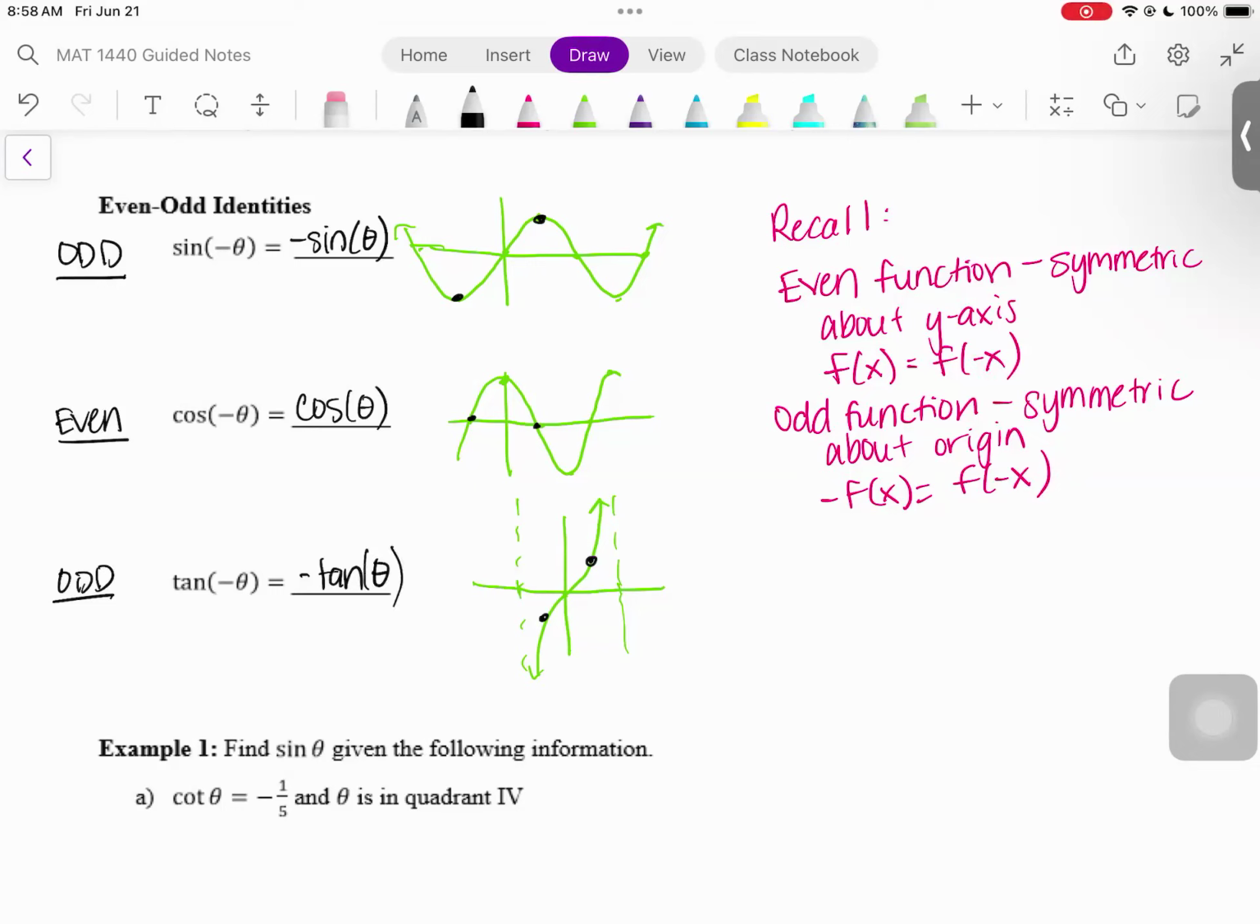Knowing these even odd properties, again, allows us to evaluate these three trig functions for different values of theta, and then we can consider the other sign of theta. So let's see how this is used in practice.